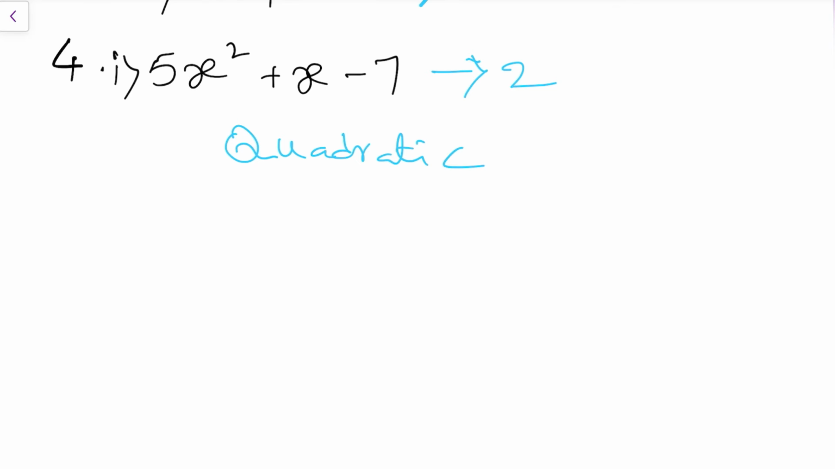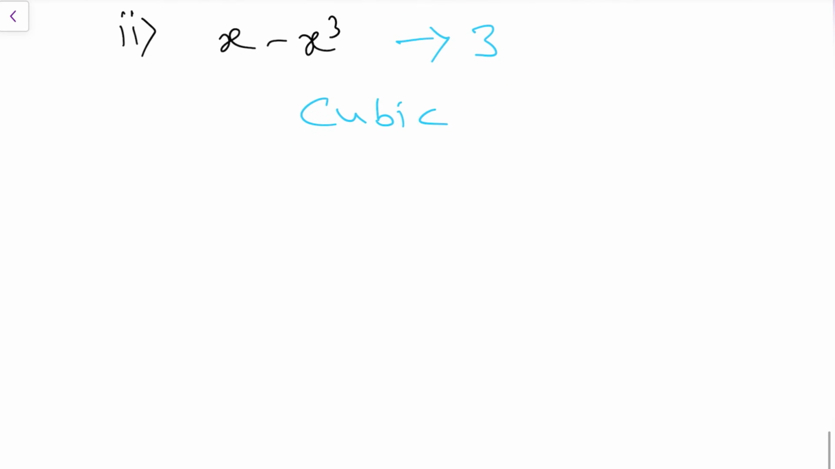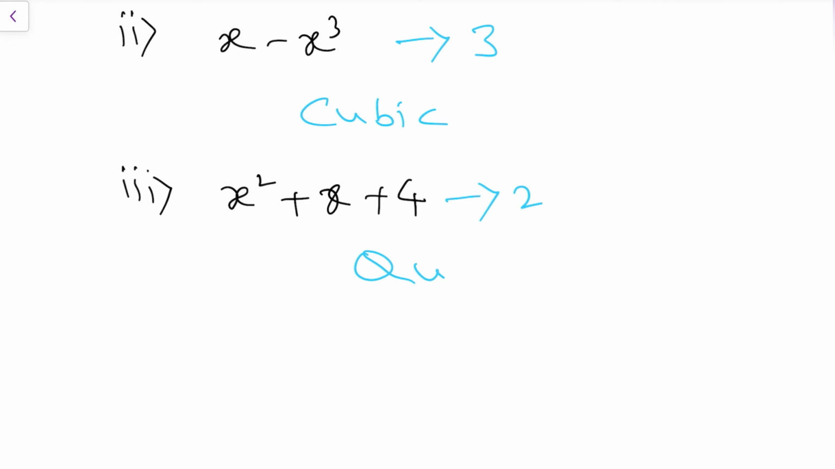Next, second question. x minus x cube. Here the degree of this polynomial is 3, so that's why this polynomial is a cubic polynomial. Next, third question. x square plus x plus 4. Here the degree of this polynomial is 2, so that's why this is a quadratic polynomial.